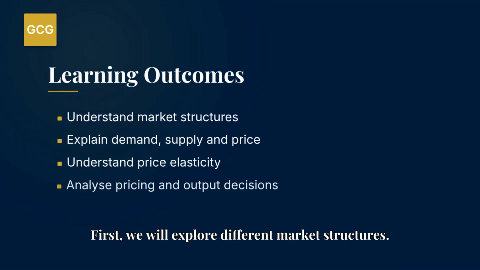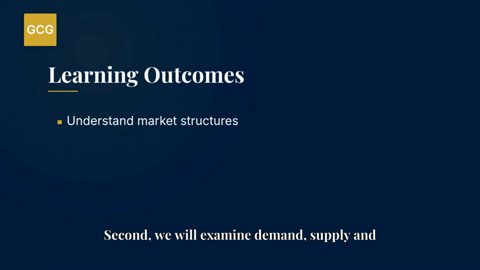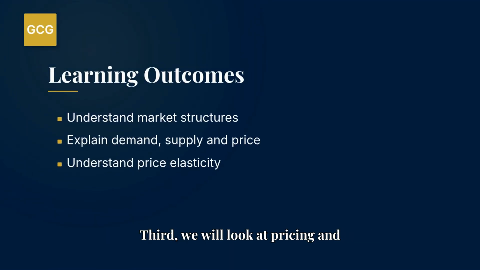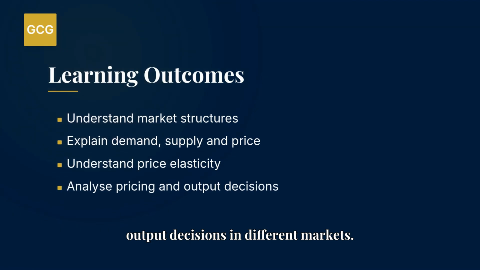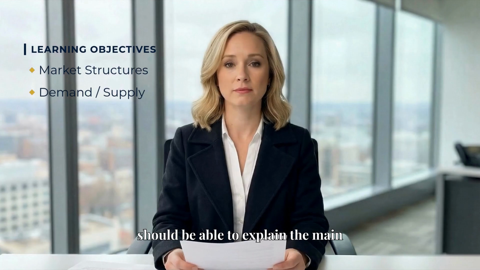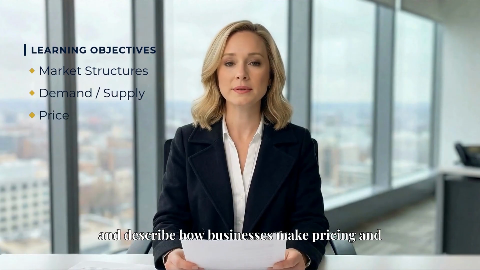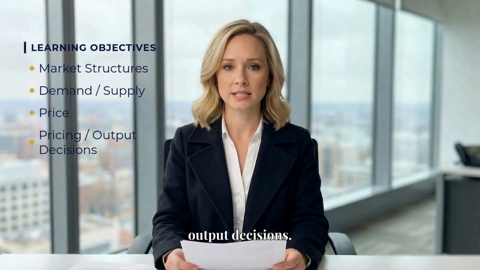First, we will explore different market structures. Second, we will examine demand, supply, and price. Third, we will look at pricing and output decisions in different markets. By the end of this lesson, you should be able to explain the main types of market structure, understand how demand and supply affect price, and describe how businesses make pricing and output decisions.